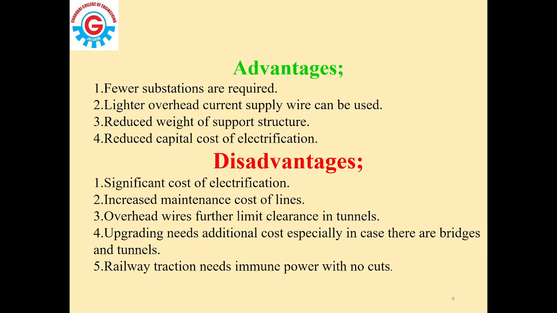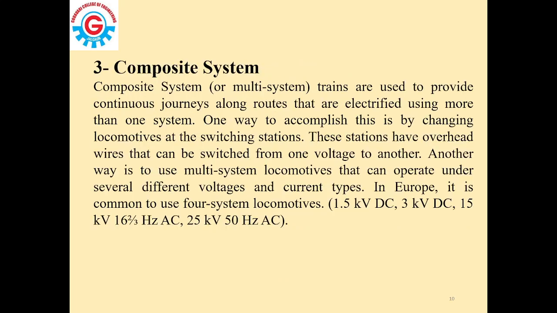The advantages of this AC type of system are that fewer substations are required, lighter overhead current supply wire can be used, there is reduced weight of supporting structure, and reduced capital cost of electrification. There are several disadvantages also. Significant cost of electrification, increased maintenance cost of overhead wire, and it further limits the clearance in tunnels. Upgrading needs additional cost, especially where there are bridges and tunnels. The last disadvantage is that railway traction needs immune power with no cuts.